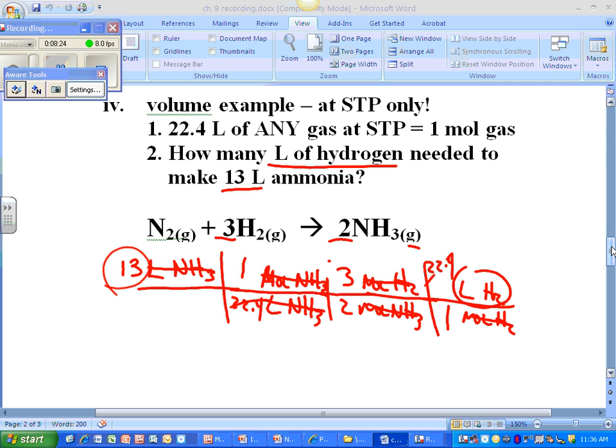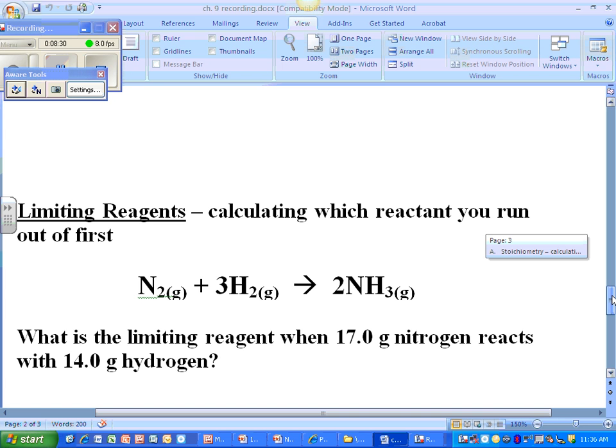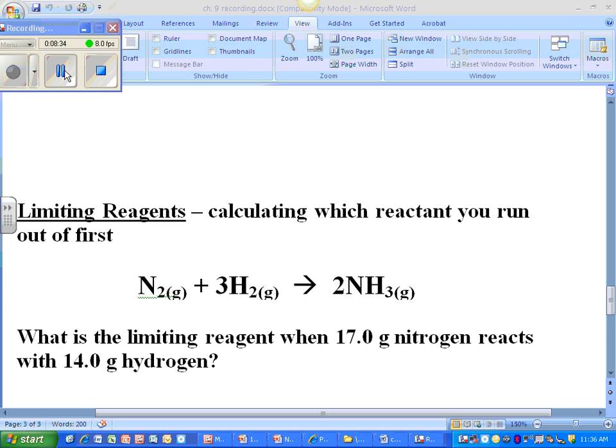So that's how you do just the basic conversions within stoichiometry. See, it's not hard. In the next tutorial, we're going to take a look at limiting reagents. Essentially, that's what happens when you have 2 different reactants. You're going to run out of one first. That's in the next tutorial.